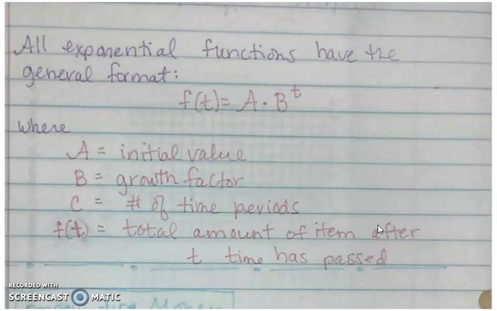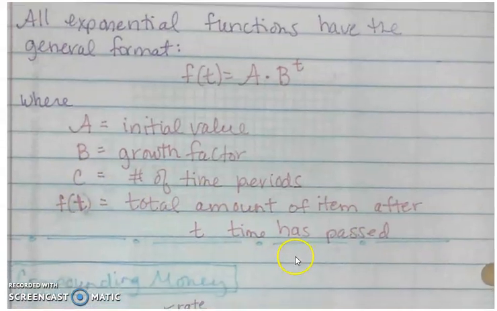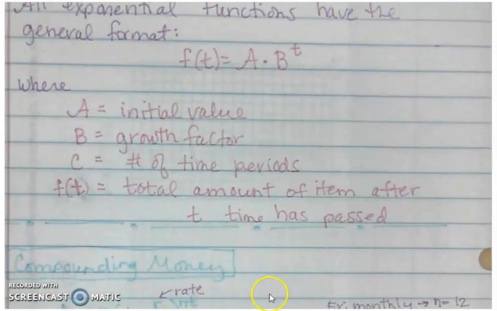C is the number of time periods. I don't even know where C came from because I don't have a C. Must be T here, not C. T is your time that you're going to be dealing with. I'm not sure why I wrote C there. How silly of me. And then F of T is going to be the amount of the item after T time has passed. So that's supposed to be a T right there. I don't even know where that came from. Sorry.